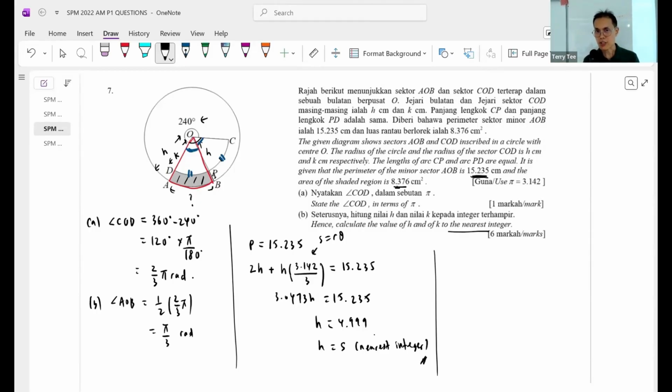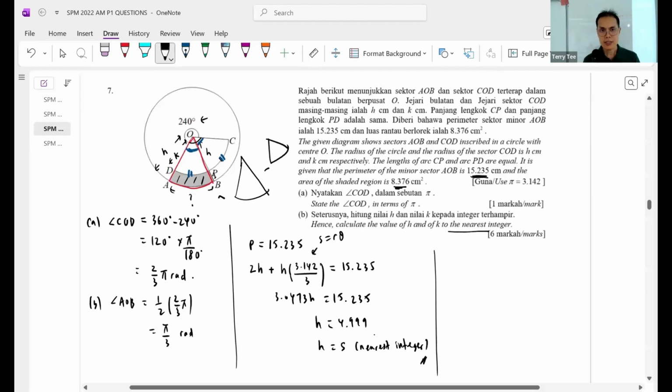Your area of the shaded region is 8.376. You can see this is a concentric sector. We take the big sector minus the smaller sector to get this shaded region. You know your h already.